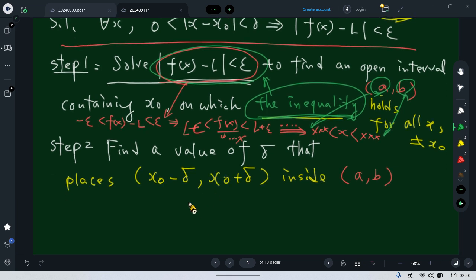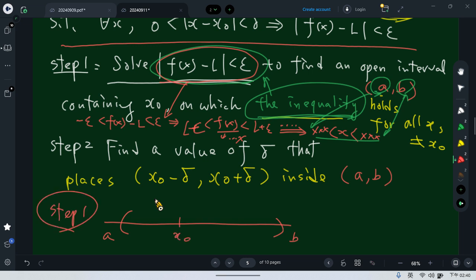Then the second thing, you need to find a value of delta that places (s0 minus delta, s0 plus delta). That means it's symmetric at s0, right? So for example, here you already know the range, right? The range will be like this one, a and b. S0 is here. This is the first step.